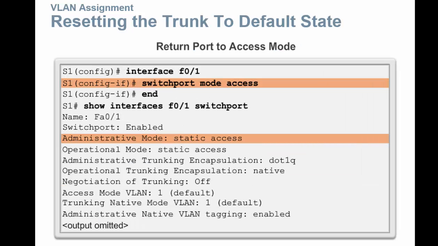Next, we need to return our port to its access mode, and we're going to go back into that interface and we'll tell it switchport mode access, and we do the show interface switchport again, and we'll see now that the administrative mode is static access.